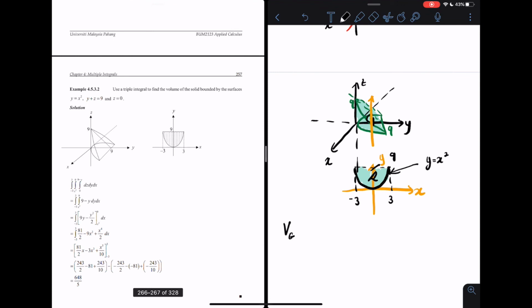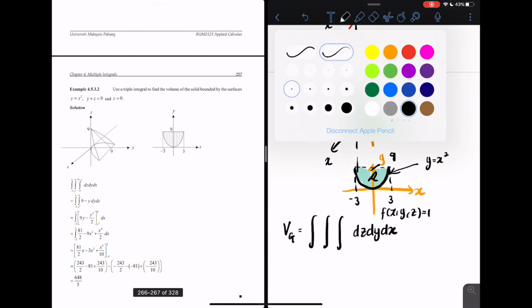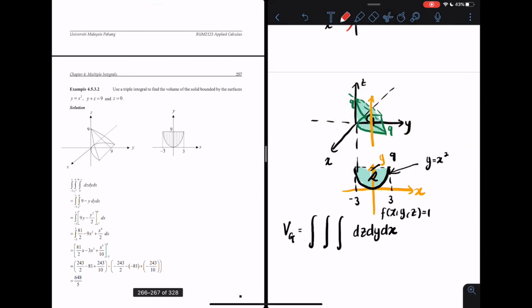Okay, so right now we try to set up our own triple integral. Volume of the solid G equal to triple integral. So right now your function f(x, y, z) equal to 1, since we are talking about using triple integral to determine the volume of the solid G. Then it comes as dz, dy, dx. So maybe on this region R, I have to sketch this arrow.